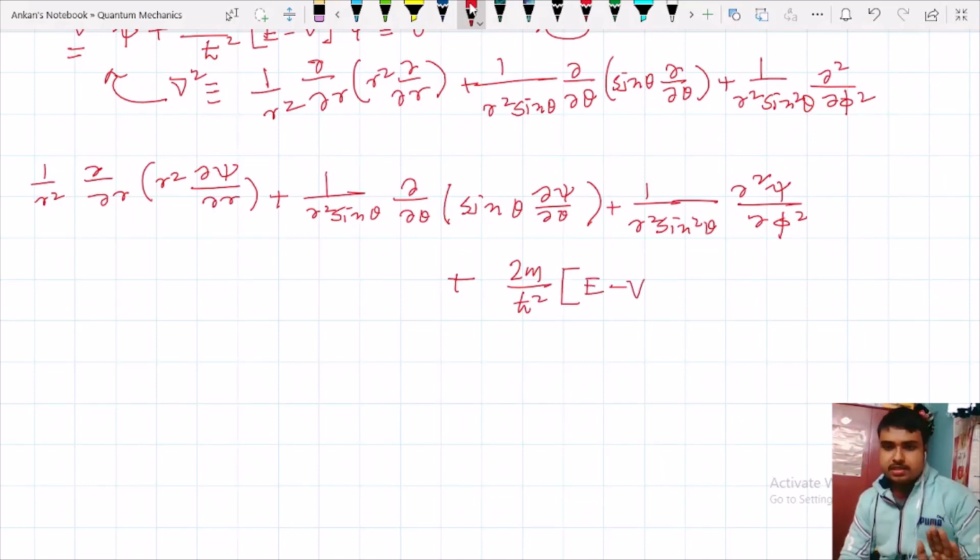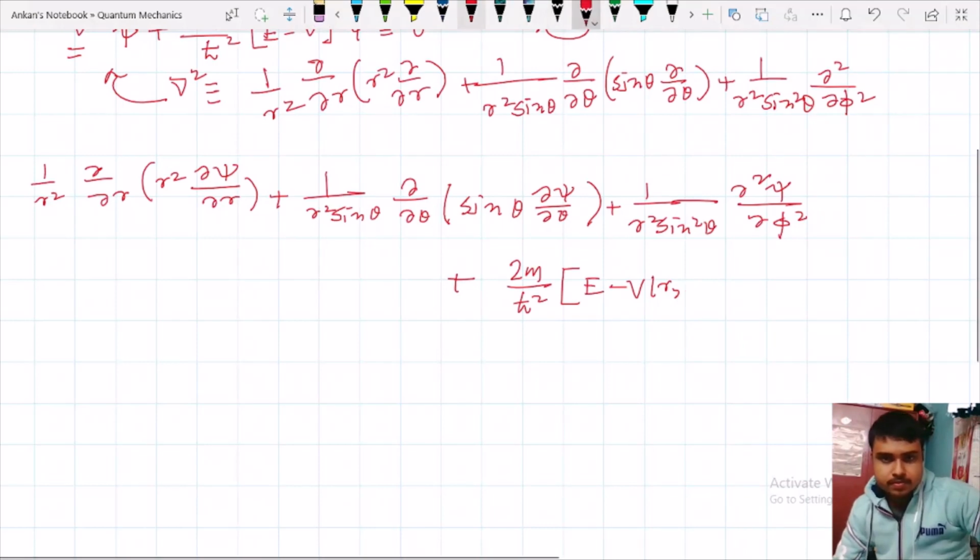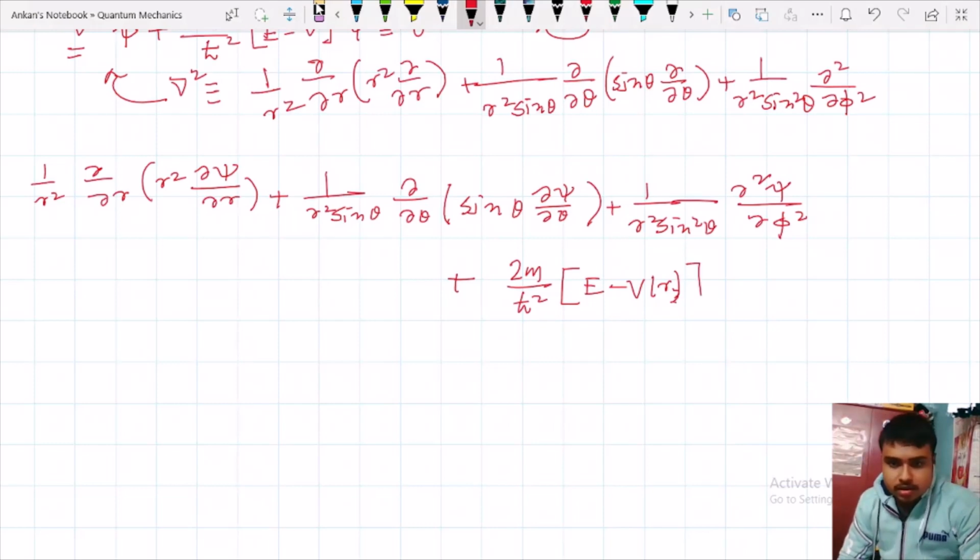Let us first write the general expression, that is V(r, theta, phi). We will then transfer it to only V(r). Okay, let me write here V(r) psi is equal to 0.